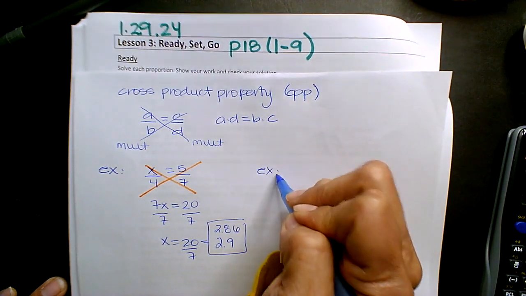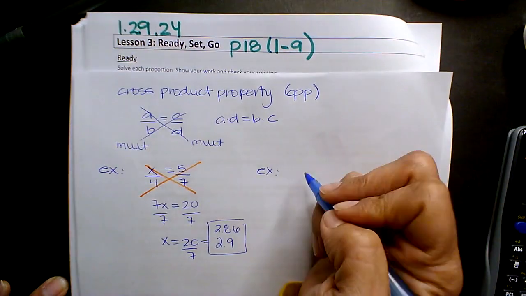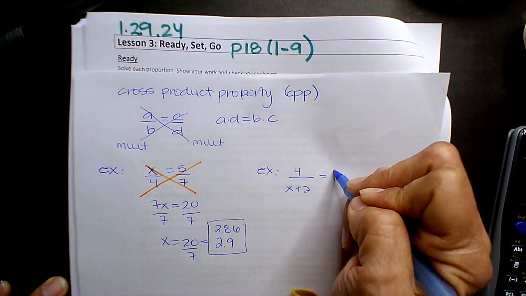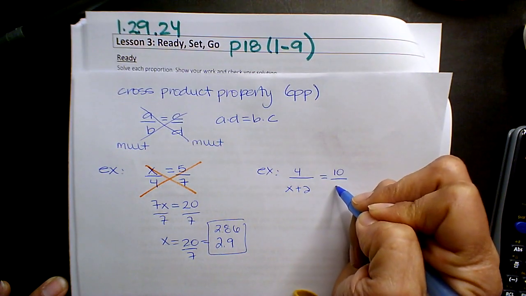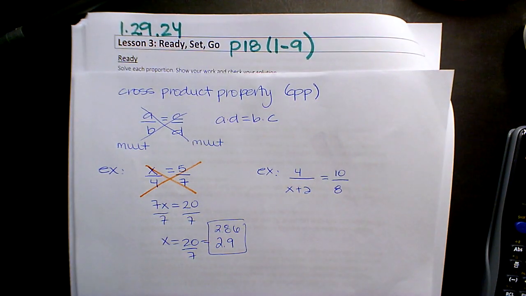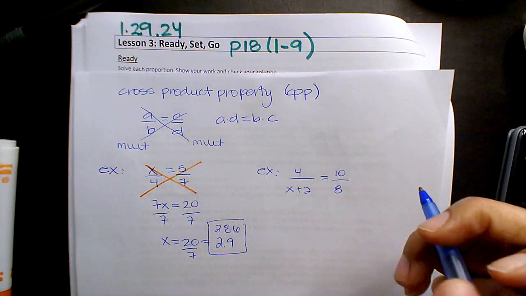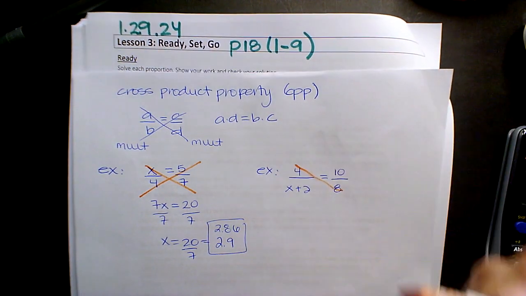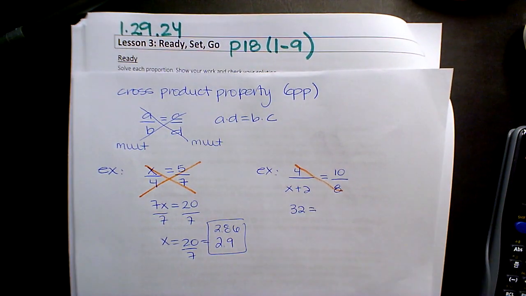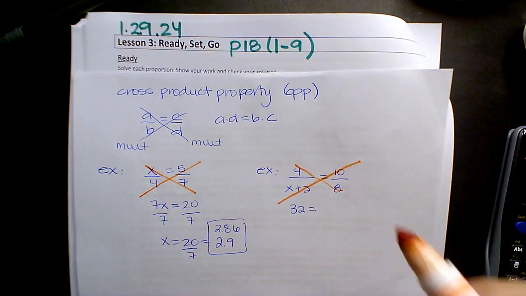Okay. Another example, if you have x plus 2 over 4 and say 10 over, I don't know, what do I put, 8 here, okay? All right, if you have multiple terms, a binomial, right? Monomial is 1 term, bi is 2. Okay, you still can multiply. So what's 4 times 8? 32.